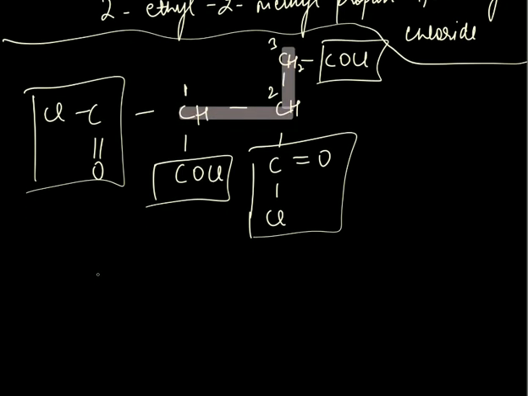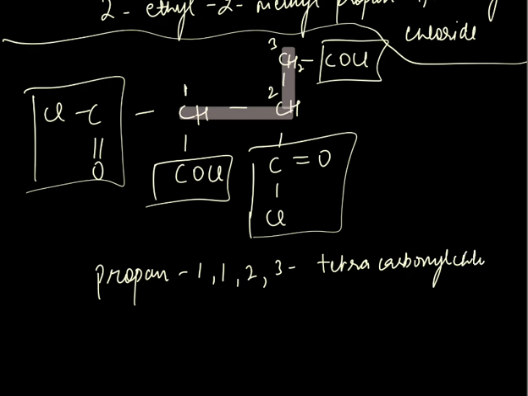So now we don't have any prefix over here, any other prefix. So we'll start from the word root, propane, 1, comma 1, comma 2, comma 3. So we are going to write tetra carbonyl chloride. That's the name, right?